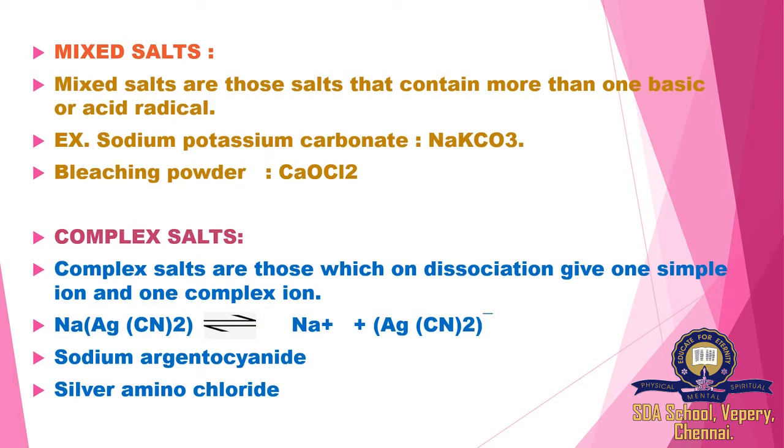Here we are taking sodium argentinosinate. It's a reversible reaction. When it is dissociated in water, it is giving a Na plus ion and then the argentinosinate anion. So when sodium argentinosinate is dissolved, it gives one simple ion, Na plus, and then the argentinosinate, which is a complex ion. That's why we are saying this is a complex salt.